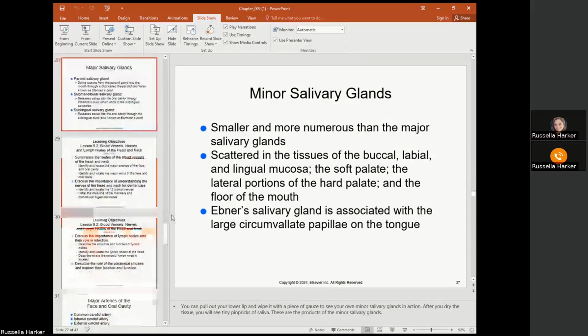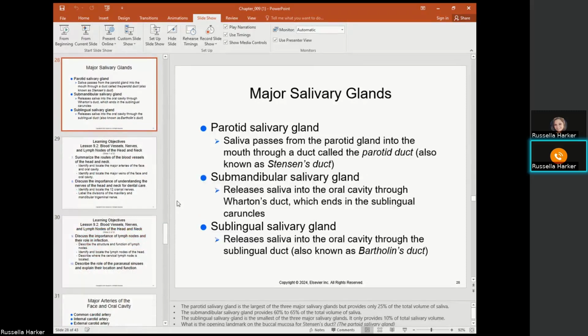With major salivary glands, we have the parotid gland. Saliva passes through the parotid gland into the mouth through a duct called the parotid duct, also known as Stensen's duct. You need to know these glands and ducts. The submandibular salivary gland releases saliva into the oral cavity through Wharton's duct, which ends in the sublingual caruncles. And the sublingual salivary gland releases saliva into the oral cavity through the sublingual duct, also known as Bartholin's duct.